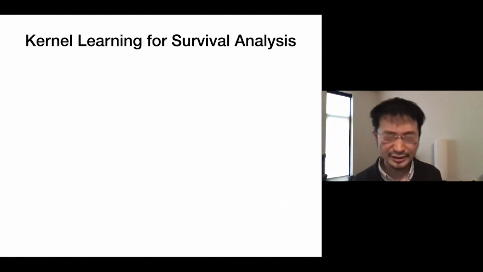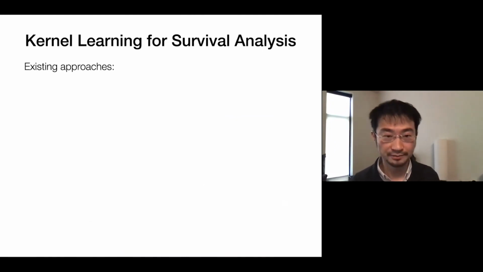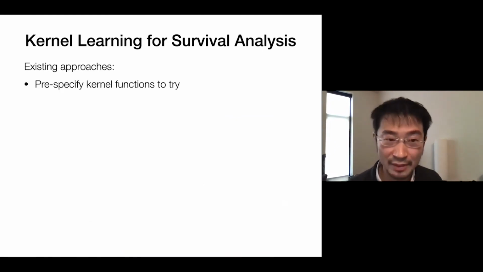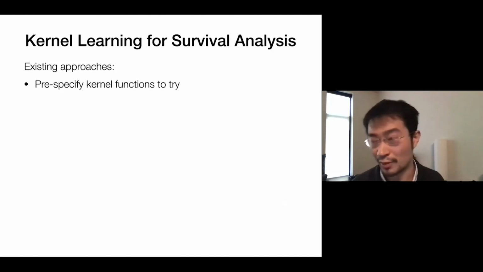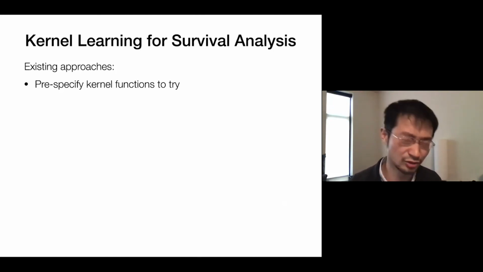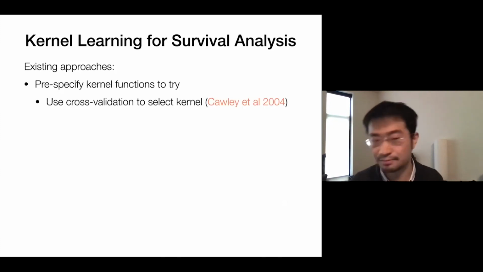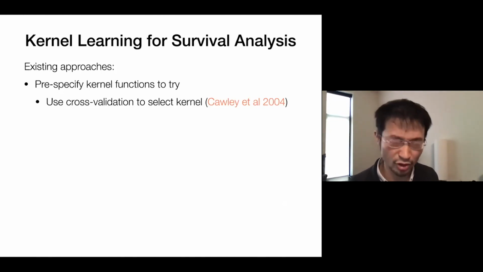Let me first say, what have people done for kernel learning for survival analysis? Usually, people pre-specify some kernel functions they want to try. For example, maybe you use a Gaussian kernel, or a triangle kernel, or there are a bunch of kernel functions out there. You pre-specify ones that you want to try, and then you use something like cross-validation to decide which kernel to use. Hopefully nearly all of you know support vector machines. For kernel SVMs, you would search for a kernel using something like this.